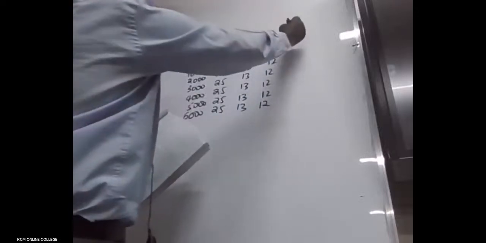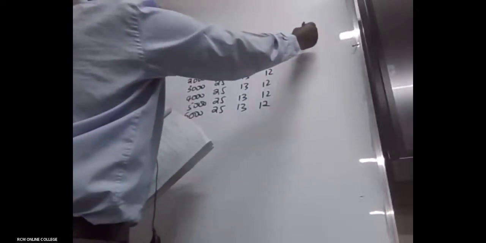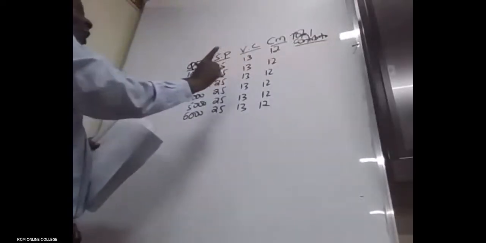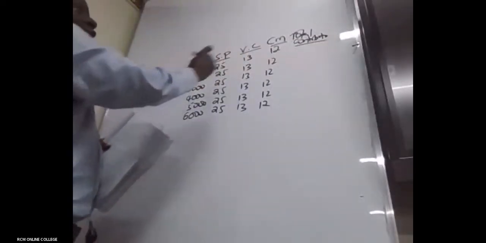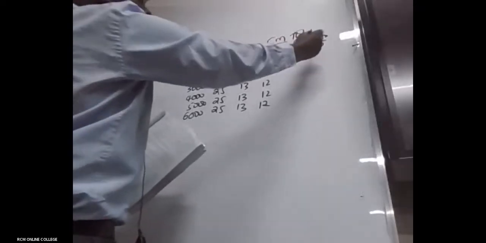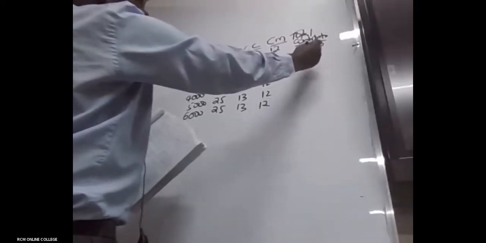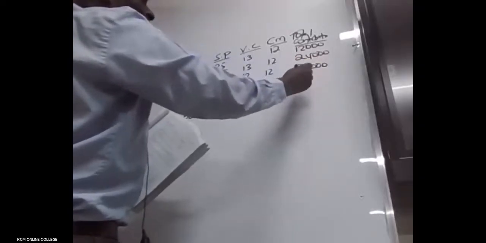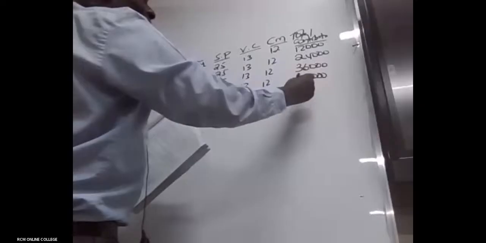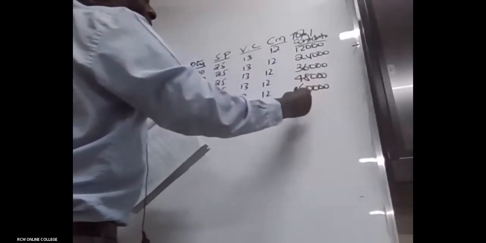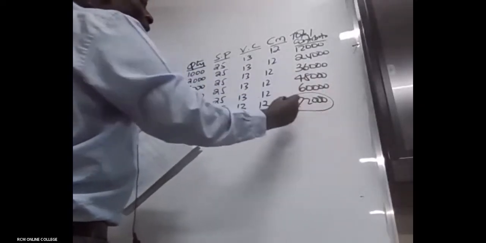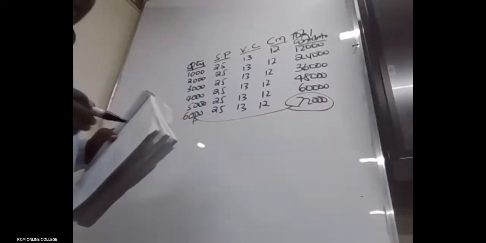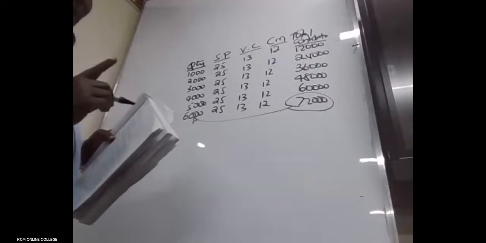Which in this case gave us the total contribution. Total contribution is contribution per unit times number of units, which gave us 12,000, the first one. The second one, 24,000, the third one, 36,000, the fourth one, 48,000, 60,000, 72,000. So the highest contributing quantity is 6,000.